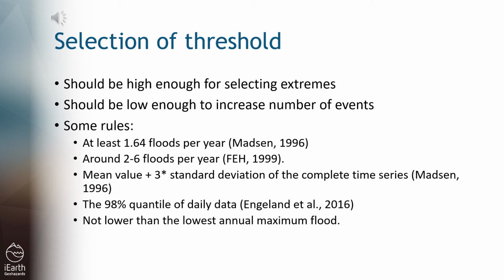Some simple rules can be followed. We should at least have 1.64 floods per year, or 1.2 to 6 floods per year. Alternatively, we could use the mean value plus 3 times the standard deviation of the complete time series to select the threshold, or alternatively, the 98% quantile of the daily flow data. And also, I think it should be not lower than the lowest annual maximum flood. But be careful: for some catchments with one major flood event per year, typically a snowmelt flood, it might be impossible to get more than one flood per year.